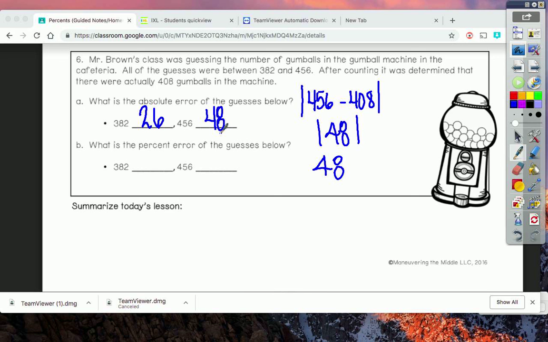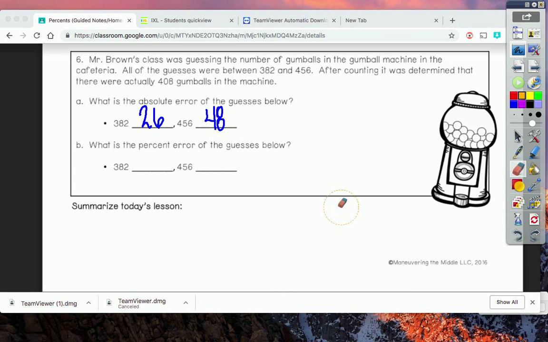All right, now that we have our absolute error, we're going to take our absolute error and find our percent error. You have to start with your absolute error. Do that work first. It's going to make it a lot easier. So now we know that all we have to do is take our absolute error and divide it by the exact value, and then change it to a percent.